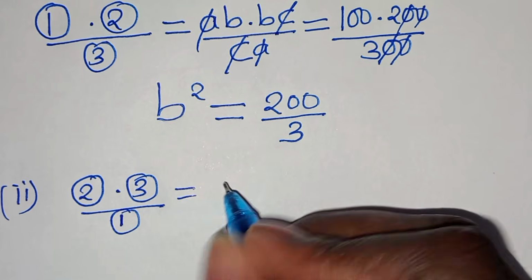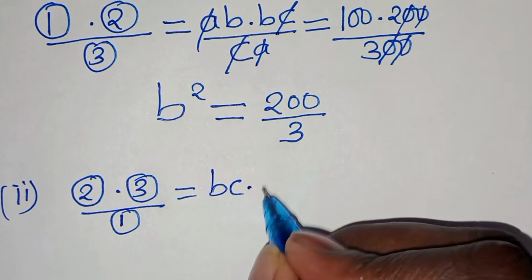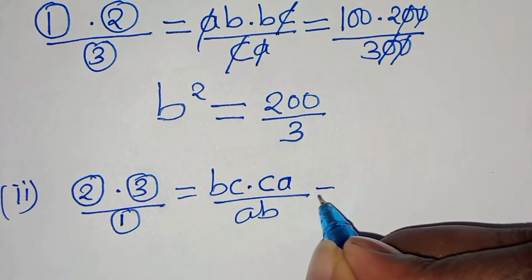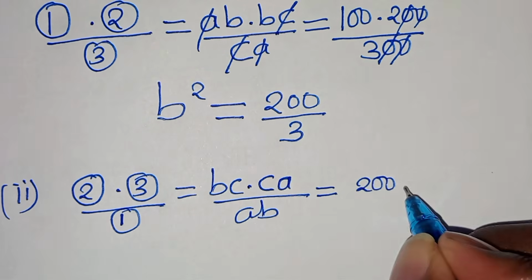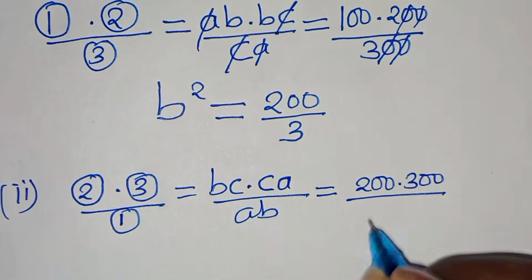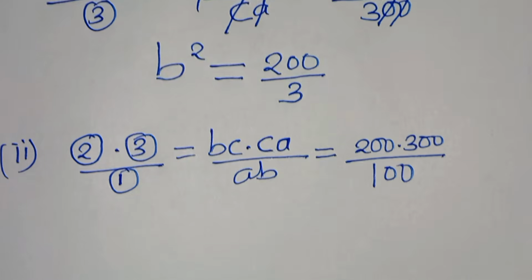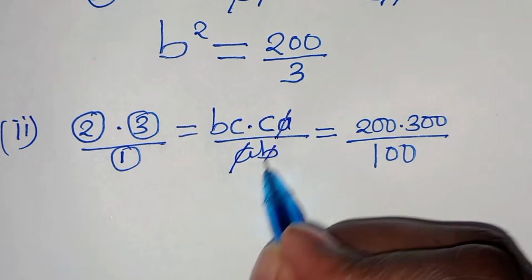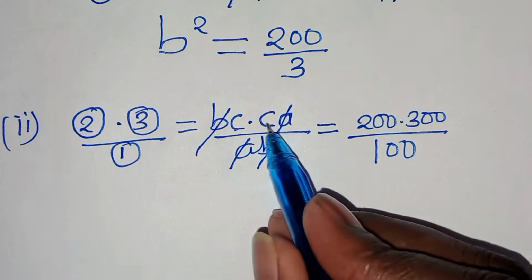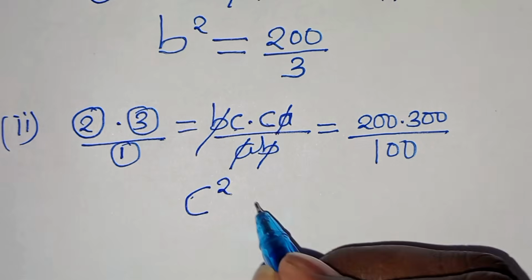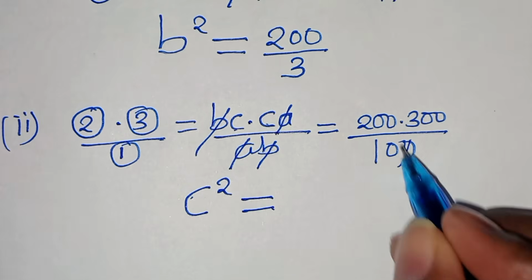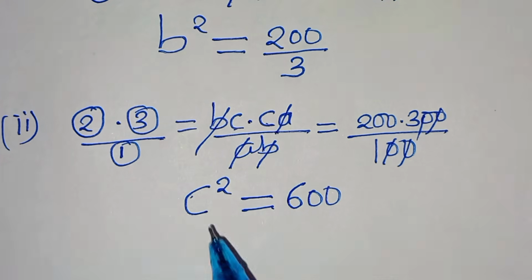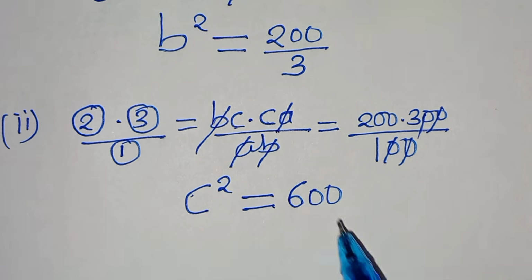So this is the same thing as bc times ca divided by ab. And this is equal to 200 multiplied by 300 divided by 100. Now, if we simplify here, a and a simplify, b and b simplify, so we have c times c, and this is c squared, and this is equal to, now let's simplify here, 200 times 3, this is equal to 600. C squared is equal to 600.